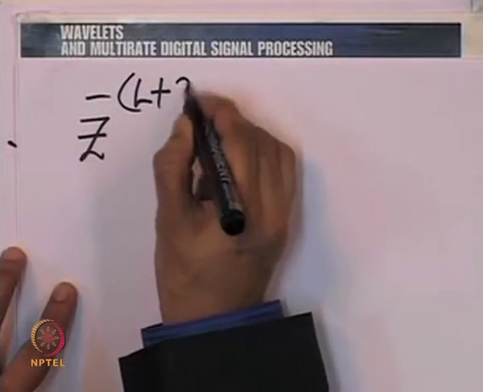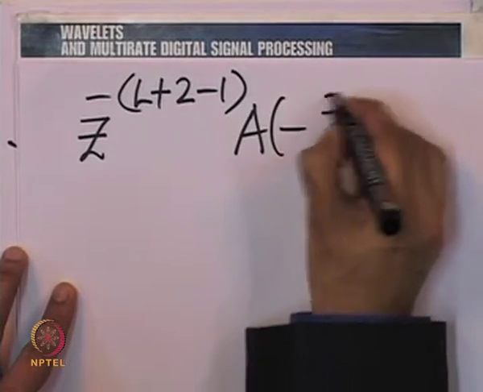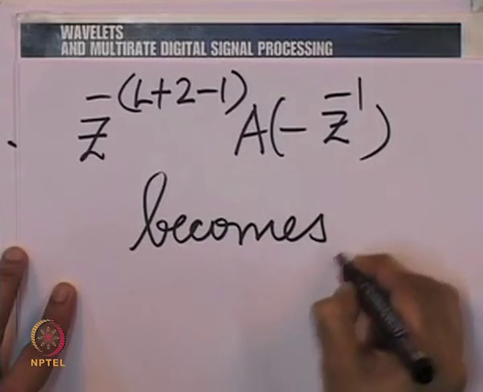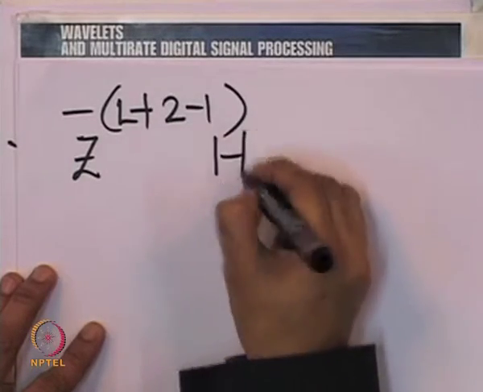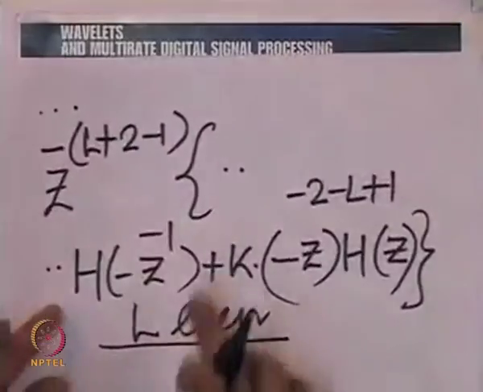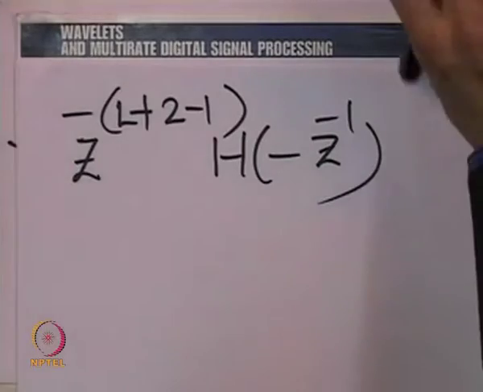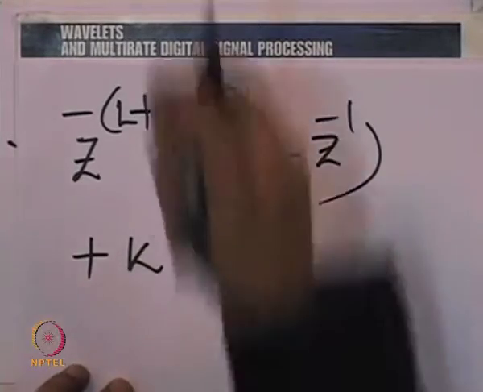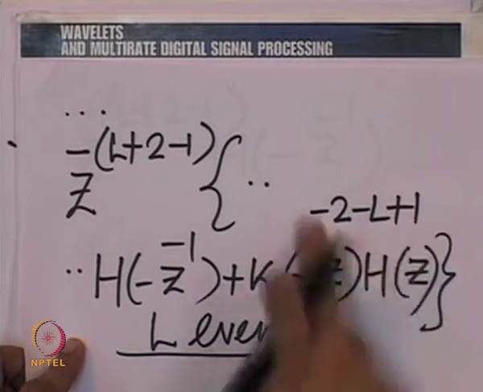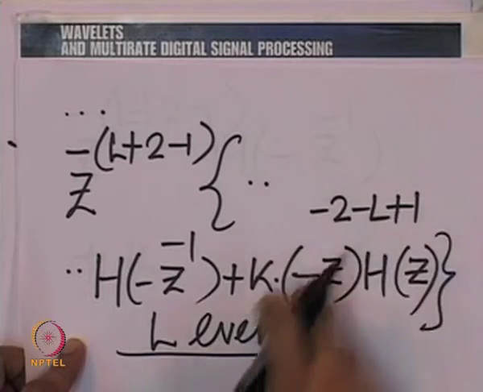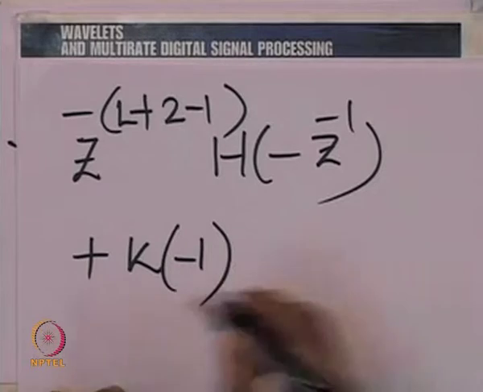So, in other words, z raised to the power minus L plus 2 minus 1 times A of minus z inverse becomes z raised to the power minus L plus 2 minus 1 times H of minus z inverse. If we simplify this, plus k into, now here you have a minus 1 raised to the power of minus 2 minus L plus 1. This must be odd. L is even, so this must be odd. So, minus 1 raised to the odd integer leaves you with a minus 1 here.